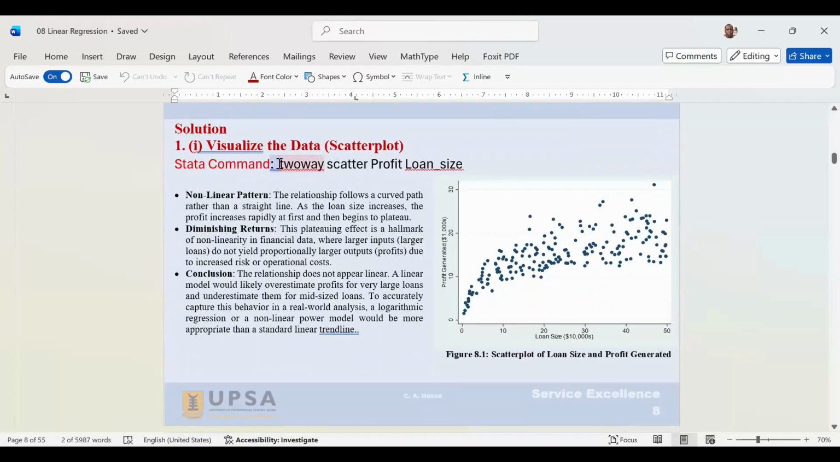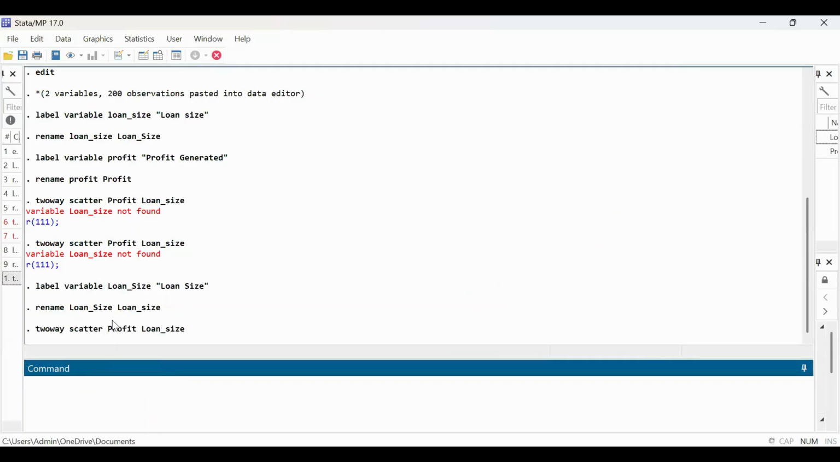So you type twoway scatter profit. Profit is the dependent variable and loan size is the independent variable. So you type twoway scatter. So that's a scatter plot. Doesn't work.